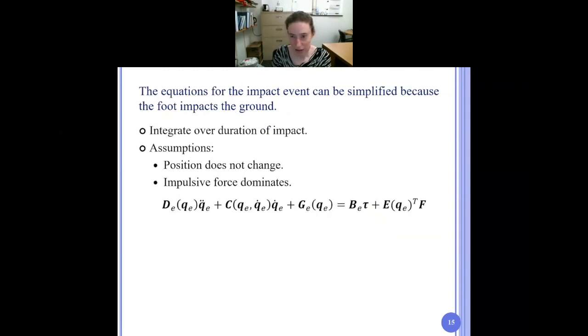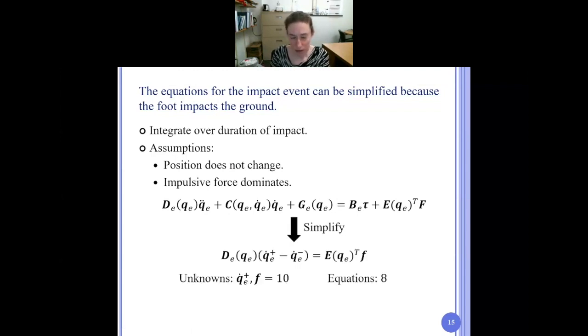So now we're going to make a few assumptions. The first thing we're going to assume is that the double support period is instantaneous. And because it is instantaneous, we can integrate our equation of motion over the duration of that impact. This equation here is the same equation as at the bottom of the previous slide. So we can integrate. And now, because the impact is instantaneous, that means the biped does not have any time to move. So the position before and after impact is going to be the same.